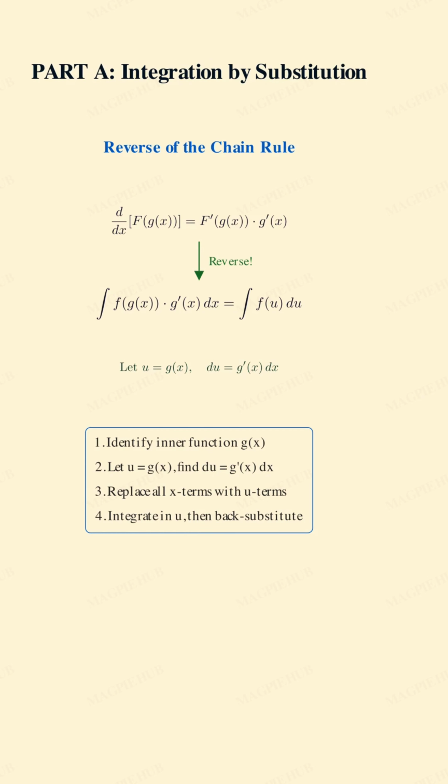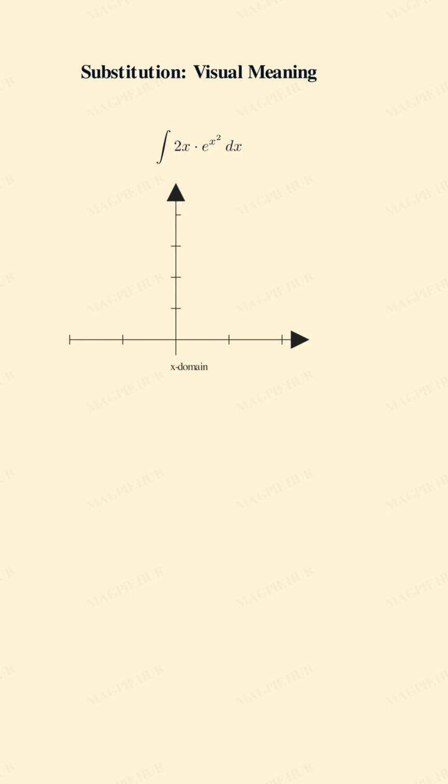Running this backward, if we see an integral of f of g of x times g prime of x dx, we can substitute u equals g of x, so du equals g prime of x dx. The steps are, identify the inner function, let u equal that function, find du, replace everything with u, integrate, then substitute back. Let us visualize what substitution does.